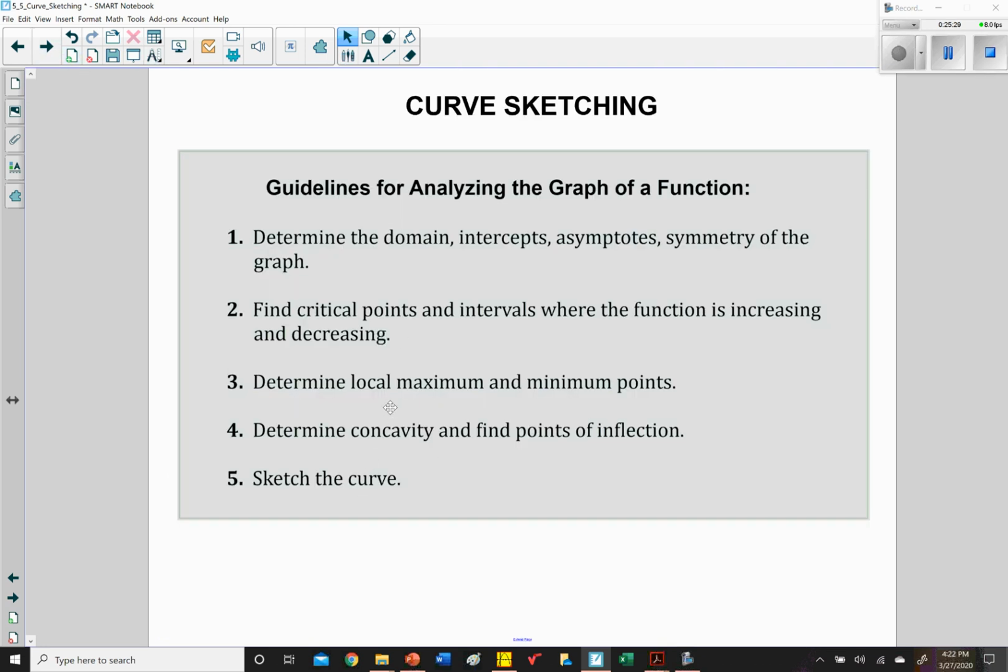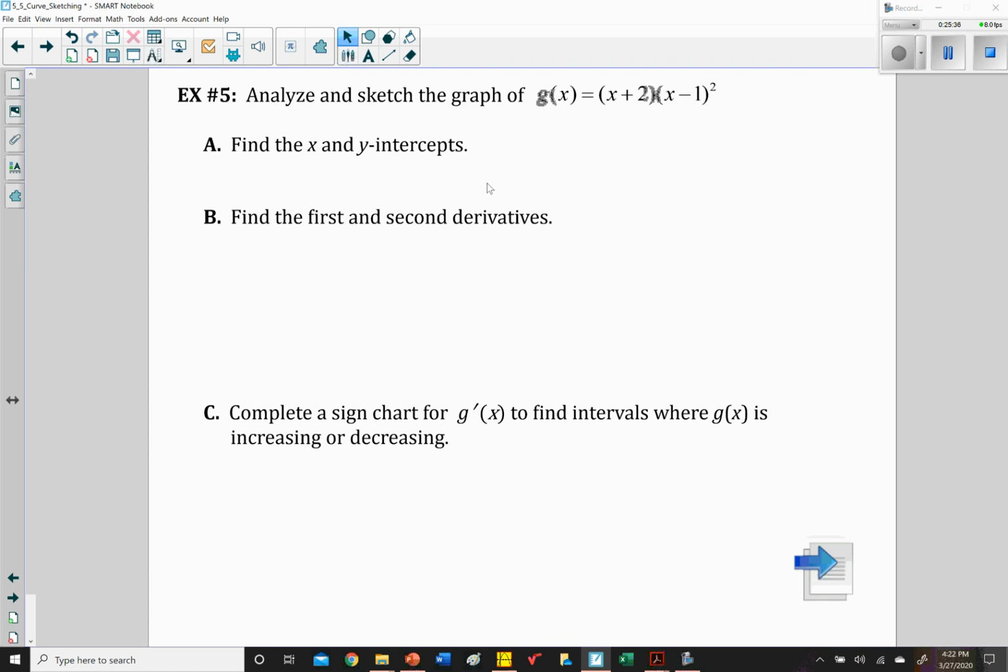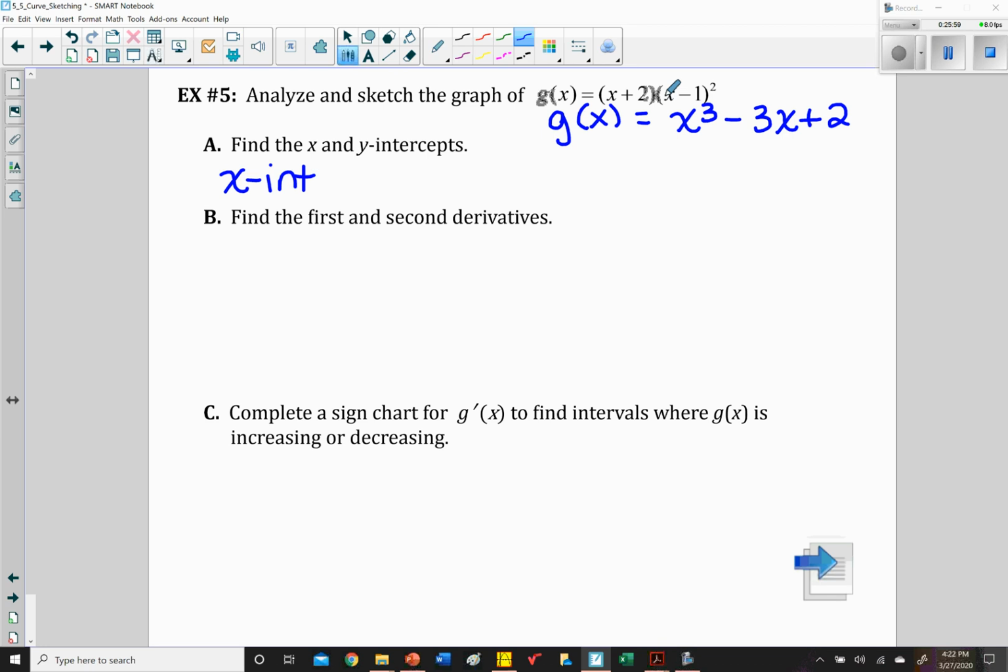Here's 5 guidelines. I'll save that for you to read later so we don't make the video too long. Things that we've been doing. In this case, we're going to expand g of x and find the x and y intercepts. I'm just going to write this up here. So I multiplied out that binomial and then multiplied by another binomial and found that, just looking at the function, one x-intercept is at -2.